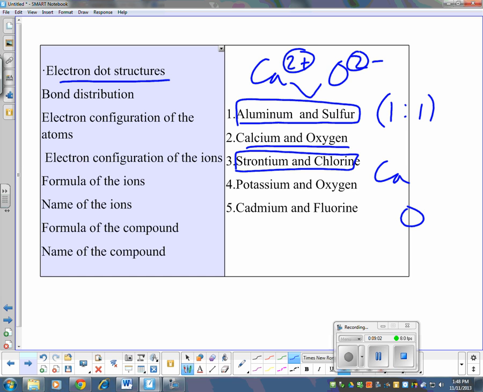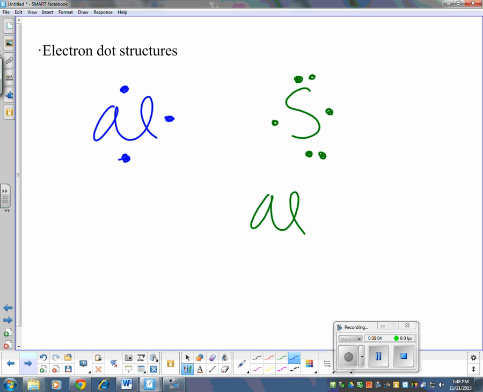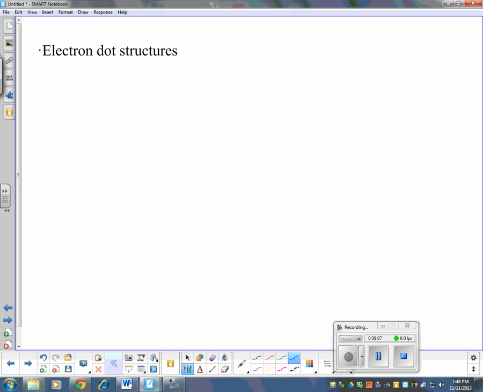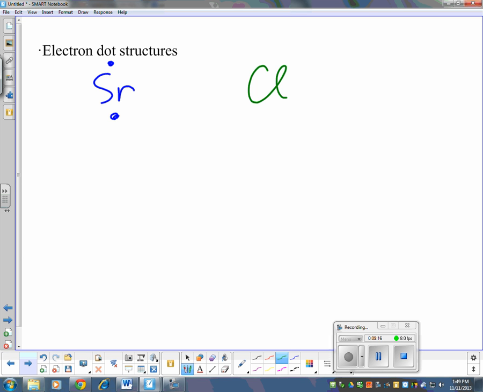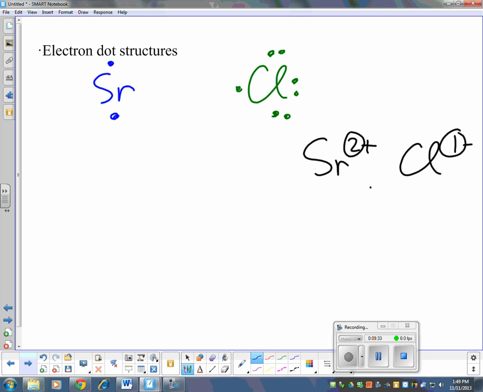So I'm going to clear this. Electron dot structure, strontium is going to be 1 dot, 2 dots. Chlorine, is it chlorine we're pairing with? Yeah, chlorine. Chlorine is going to be Cl, 1, 2, 3, 4, 5, 6, 7. Now, my first step is I'm going to crisscross. So I'm going to take Sr2 plus and Cl 1 minus. Ignoring the plus and the minus, I'm going to crisscross to get my ratio. That means I have 1 strontium, 2 chlorine, so my formula is SrCl2.